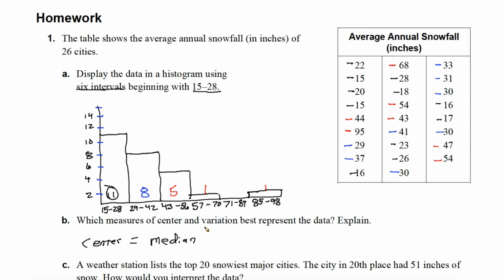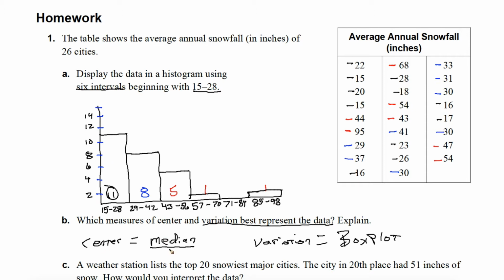Now what variation best represents the data? What this is asking for is whether it is better for me to use a histogram or a box plot. If I'm using the median, then I want a box plot. If I'm using the mean, then I would use a histogram. Alright, so that's how you do B.